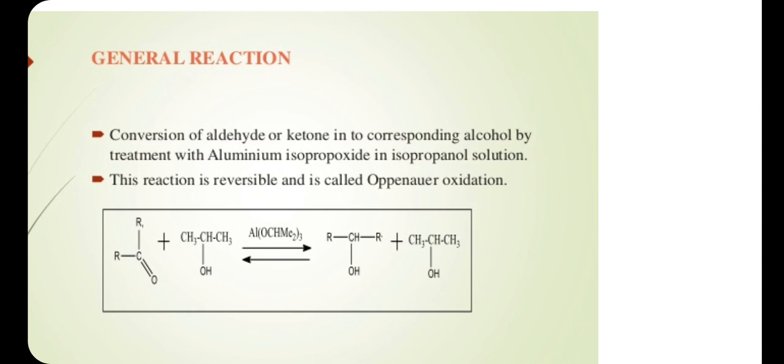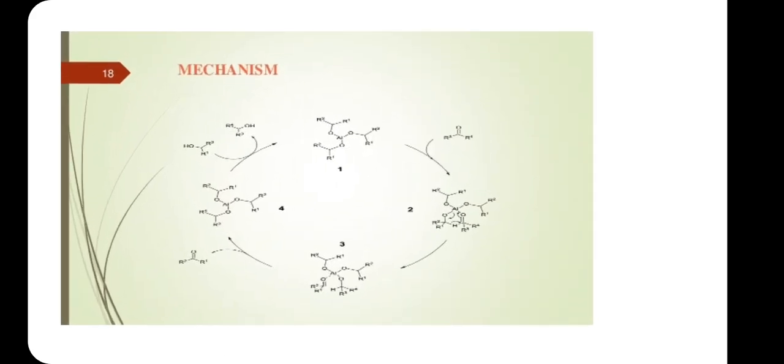So this is the general formation. Conversion of an aldehyde or ketone into the corresponding alcohol by treatment with aluminum isopropoxide in isopropanol solution. So this reaction is reversible and the reverse is called Oppenauer oxidation. So this is the general formation of MPV reduction. And this is the mechanism.